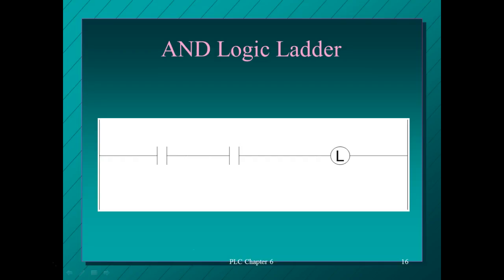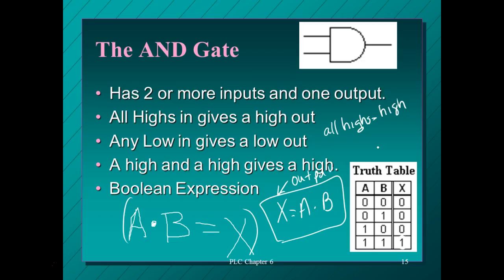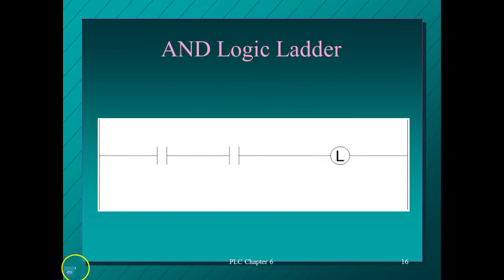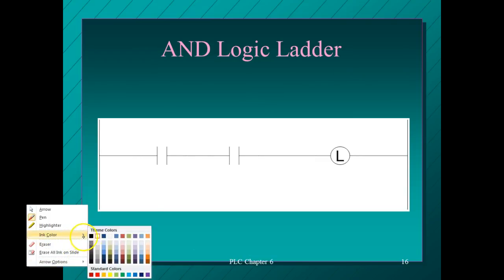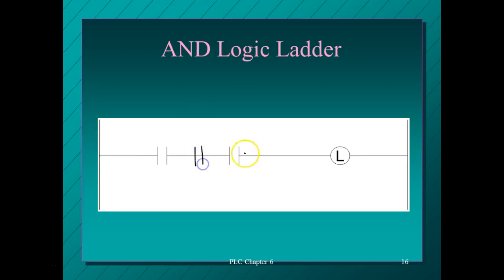So how many devices can I put there? I could put a lot. I don't care how many you put. They've all got to be closed before what? True. So you can keep adding them. So you could say X is equal to A and B and C and D. Y'all understand that? All that would be legal. So I could come over here and draw some more contacts. So normally open contacts in series does what logic? AND.